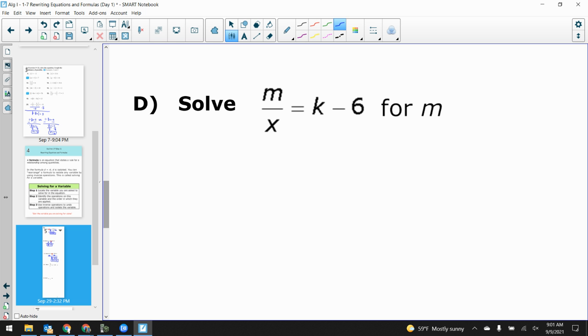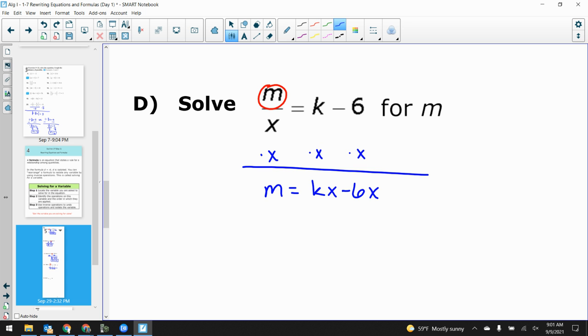M over x is equal to k minus 6, and I'm going to solve that for m. All right, so what's being done to m? Division by x. And how do I undo it? Multiply by x. Good. So I'm solving for m. I'm dividing by x, so I'm going to multiply by x. Now, just like division, I've got to multiply to everything on the other side. I'm basically going to distribute to the other side. So I've got x distributing to the k and the 6. So m is equal to k times x minus 6 times x. Oh, sorry, that's a minus sign between it, not a times. Minus 6 times x.